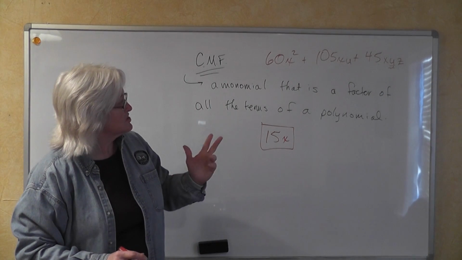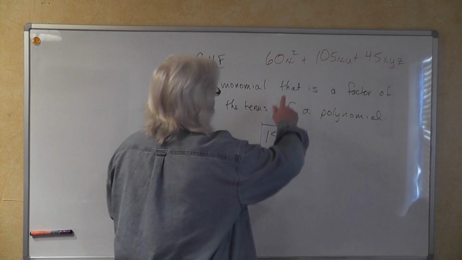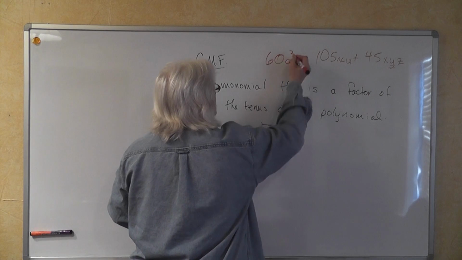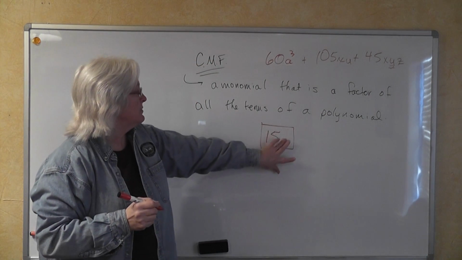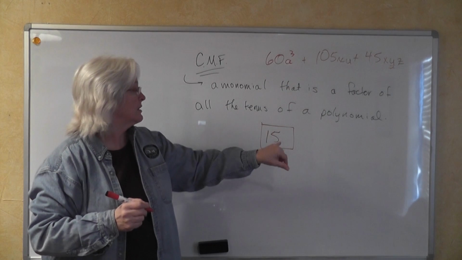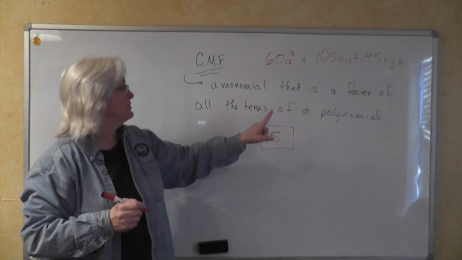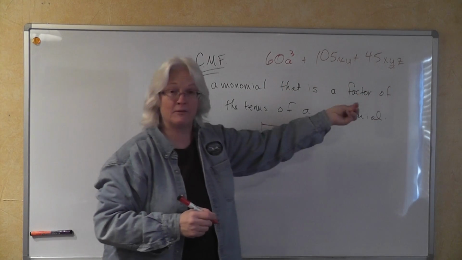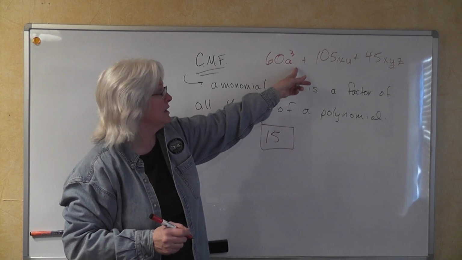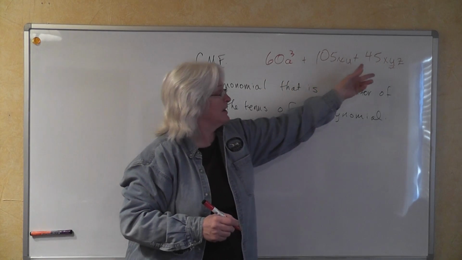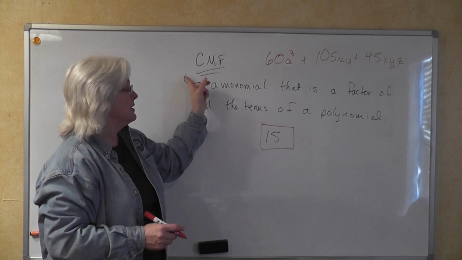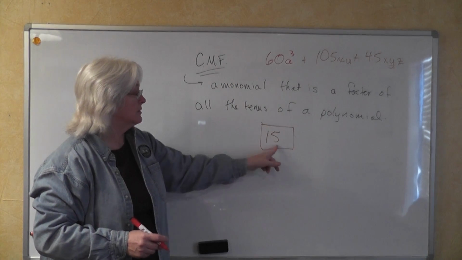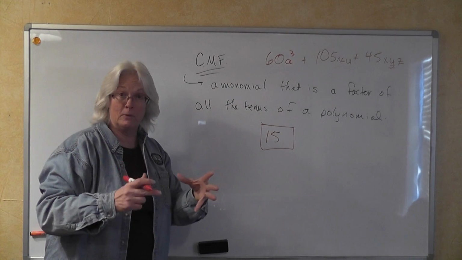But sometimes, let's just say that we had, let's have this be a cubed. The greatest common factor of the coefficients here is still 15, right? But do we have a common variable factor? Do we have a variable in common? No, we've got a cubed, but we don't have an a cubed anyplace here. So the common monomial factor of a trinomial can still be simply the numerical part of it.